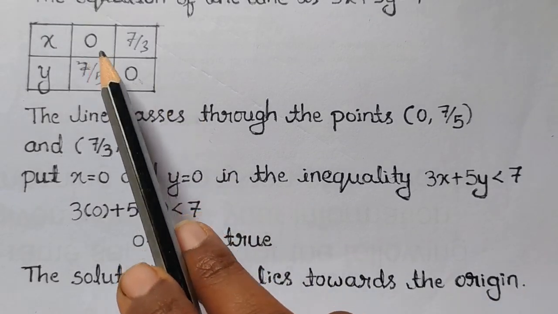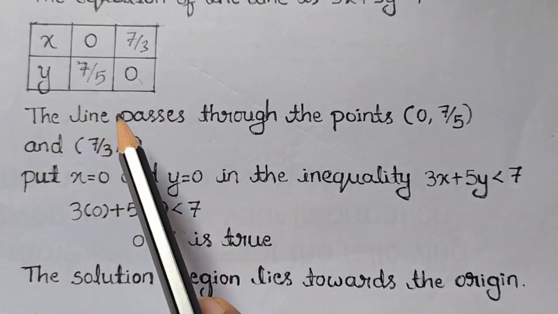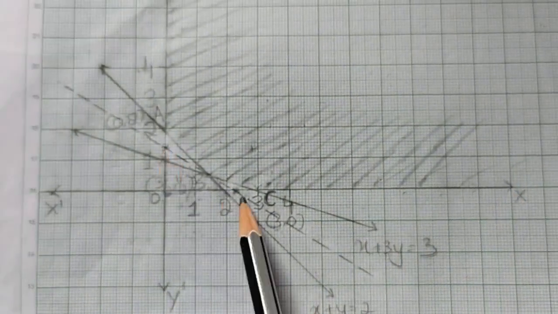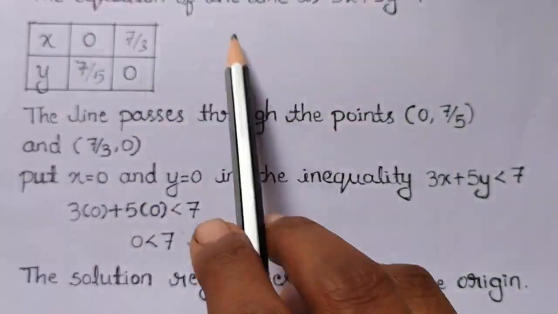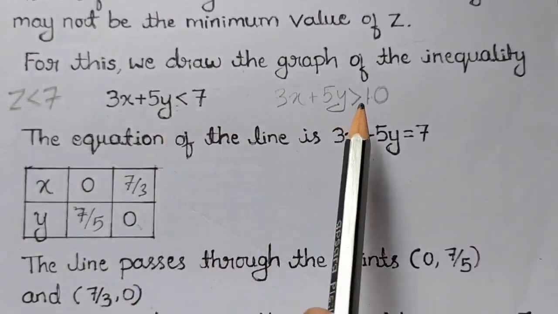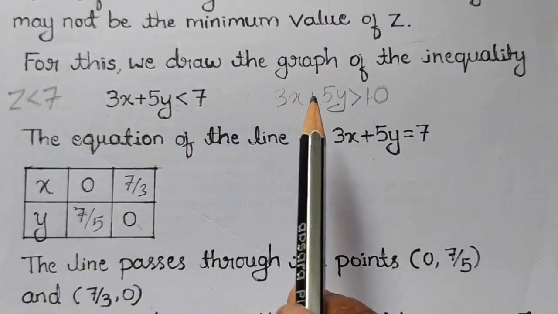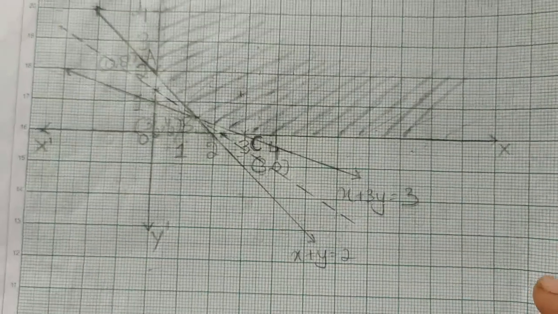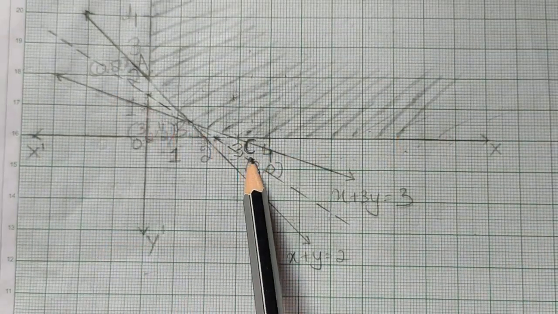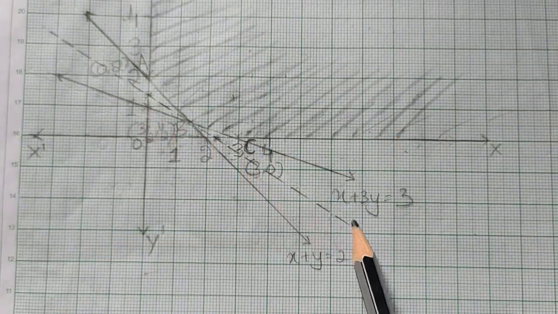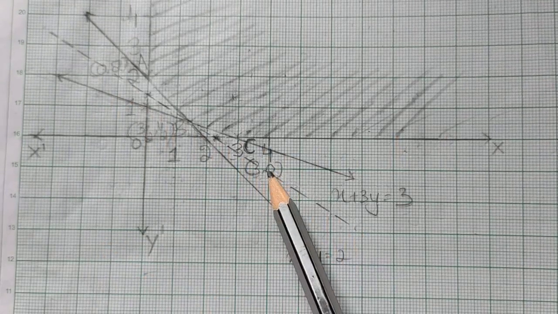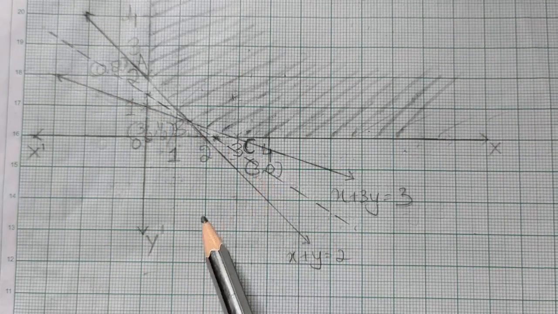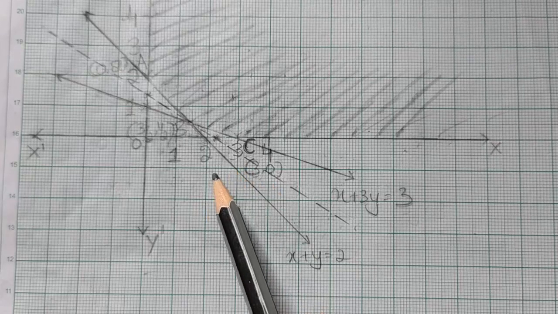The points are (0, 7/5) and (7/3, 0). Mark the points, and always such inequalities will be strict inequalities. We have to draw a dotted line for this, passing through these points. Then the solution region of this inequality lies below the line. No need to shade that region.